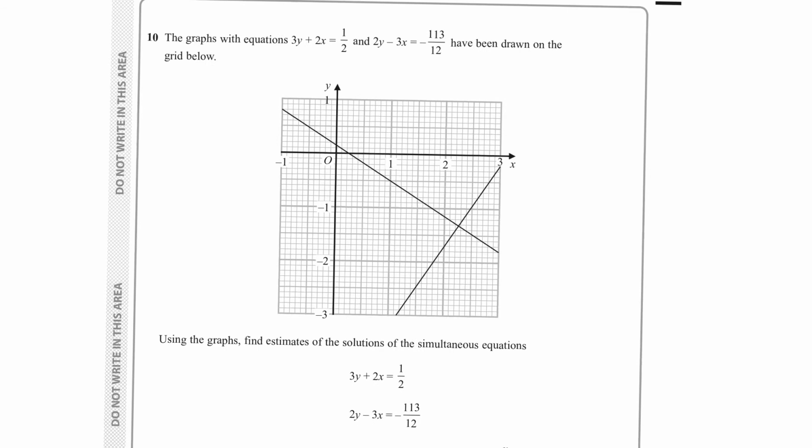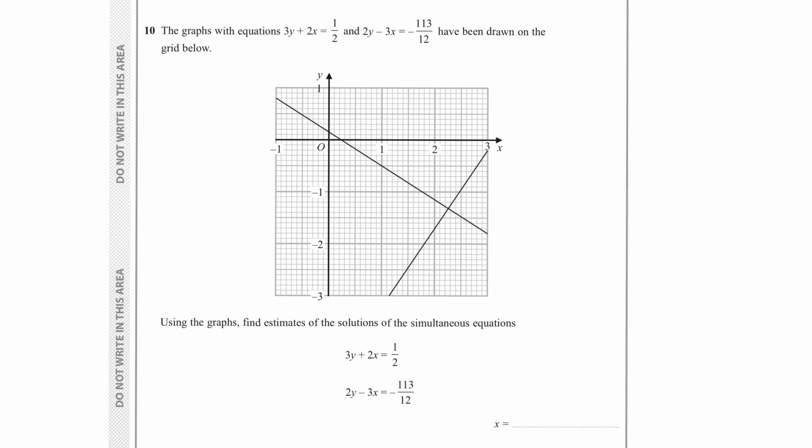Okay, the next question says that the graphs with the equations 3y plus 2x equals a half and 2y minus 3x is equal to minus 113 over 12 have been drawn. It says that using the graphs, find estimates of the solutions of the simultaneous equations. So with simultaneous equations, they basically have a common x and y value. And when it comes to graphs of simultaneous equations, it's actually easier because it's basically where they intersect.